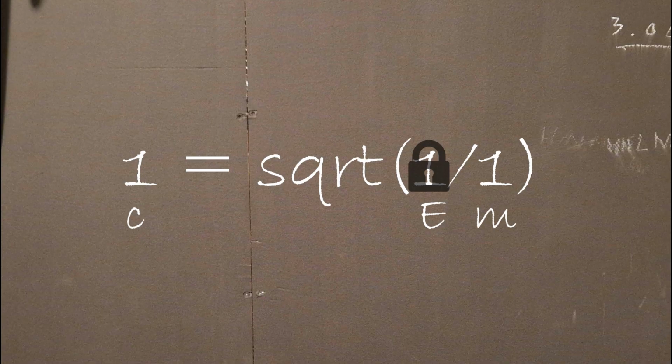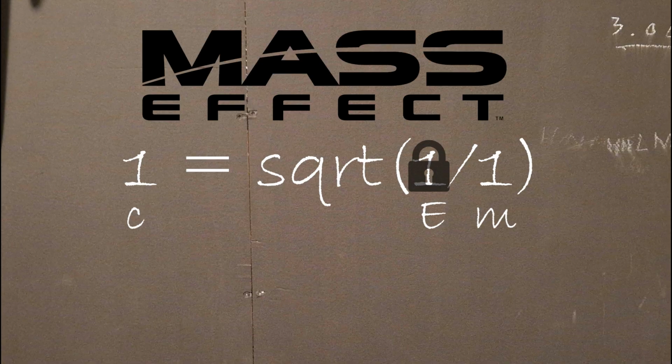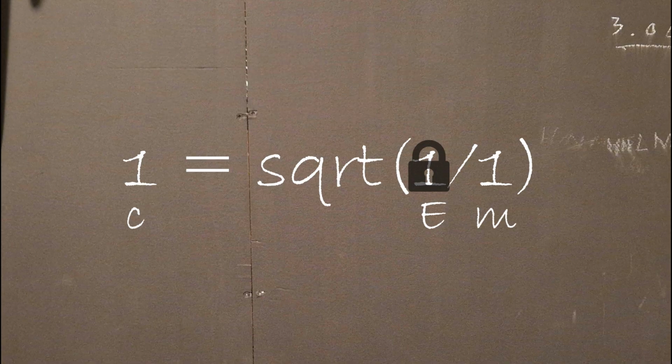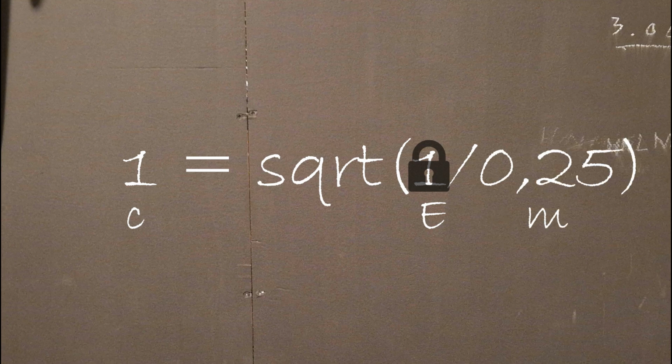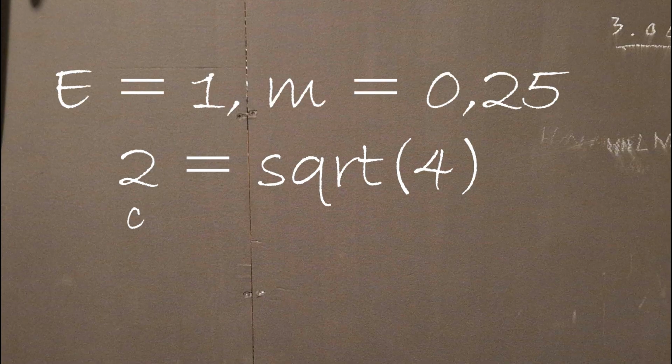But if something were to happen to m, say if there was some effect that reduces mass to, for example, 0.25, then the division of 1 over 0.25 would equal 4, and the square root of 4 equals 2. That means that if there were a phenomenon that changes the matter-energy equivalence to make energy be equal to less mass, the speed of light would increase. This is what is happening inside Mass Effect's FTL drives.